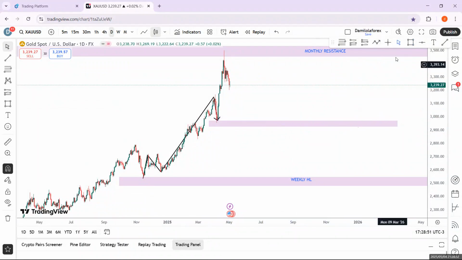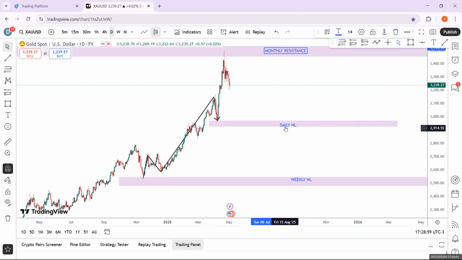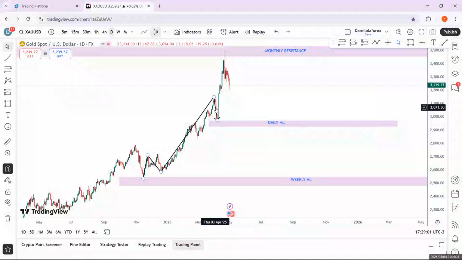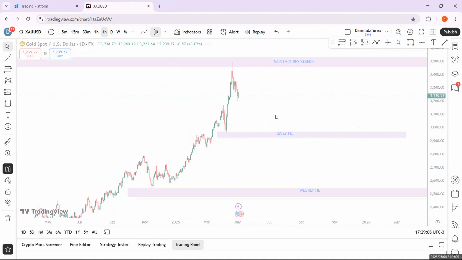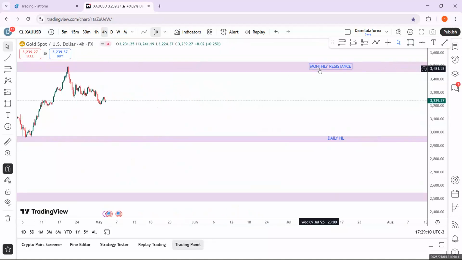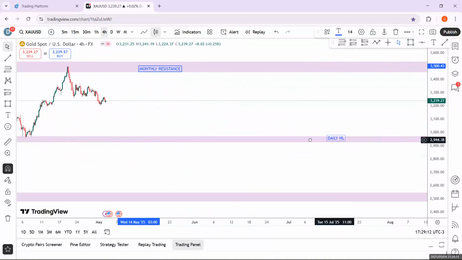So this level right here will now be known as, this is the daily time frame, right? As a daily HL. This is the daily higher low level. So we'll now take this monthly resistance and this daily HL, and take this window as our range of focus. Remember, we'll keep bracketing prices into range of focus until we see a real-time trade entry opportunity.